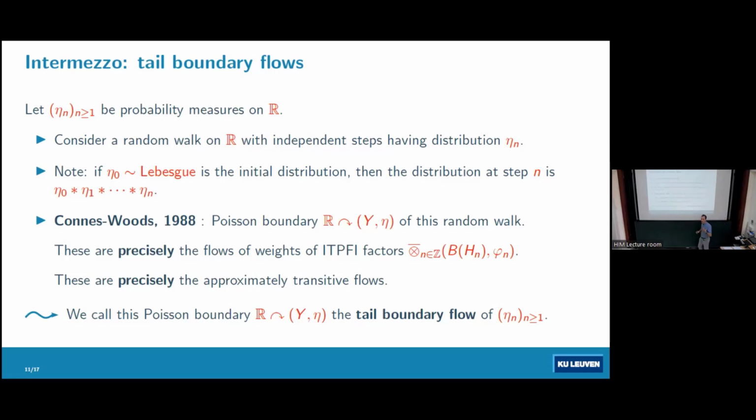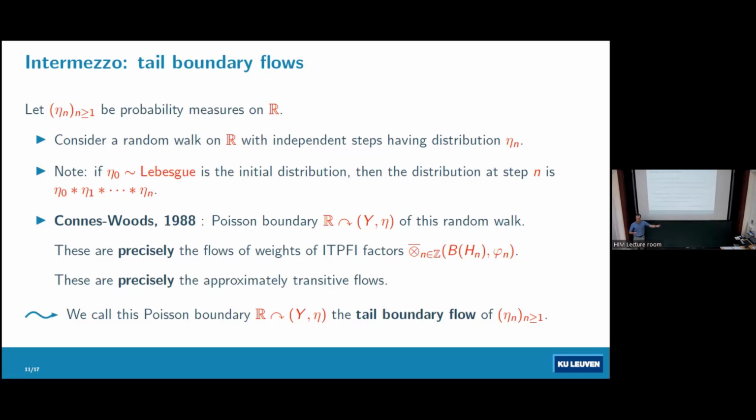Now, in exactly the same way as one usually defines the Poisson boundary of a random walk, there is a natural Poisson boundary when you have this time-dependent random walk. It will be by construction an ergodic flow. It was defined by Kohn and Woods at the end of the 1980s. And why did they consider this? Because they proved that these, we call them tail boundary flows, these kind of Poisson boundary flows, are precisely the flows of weights of ITPFI factors.